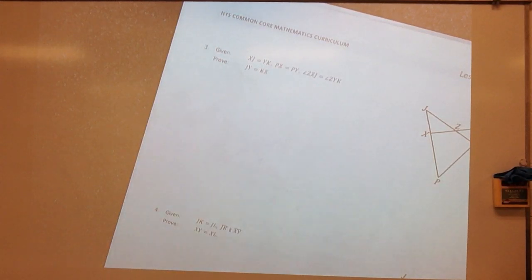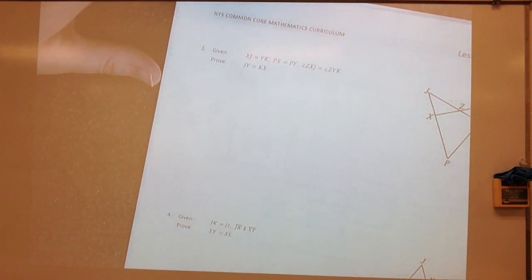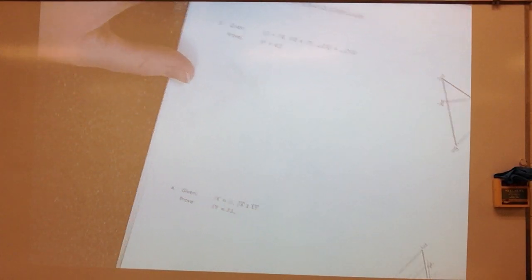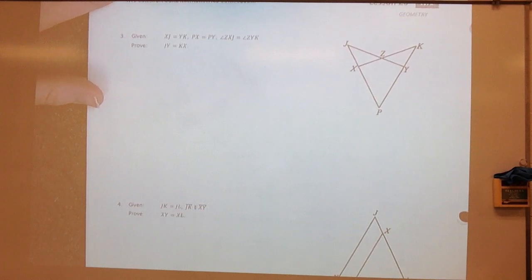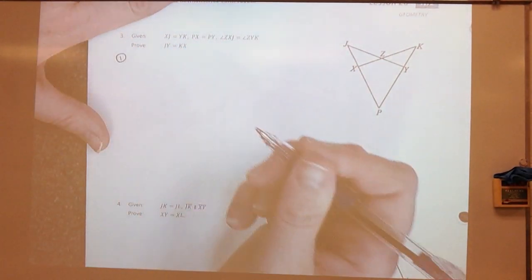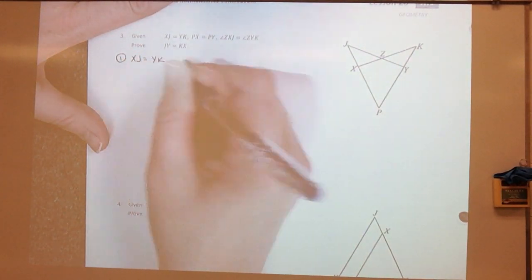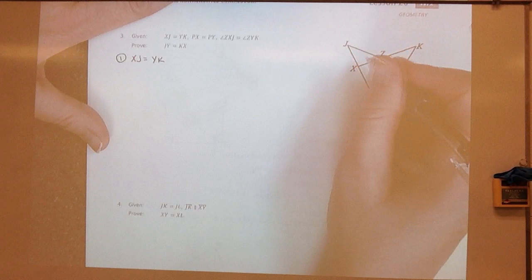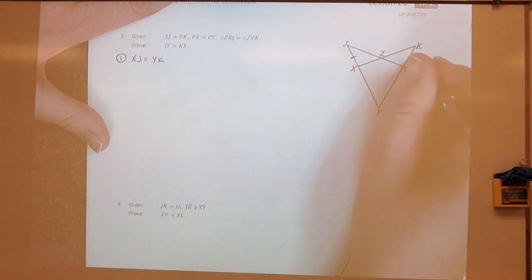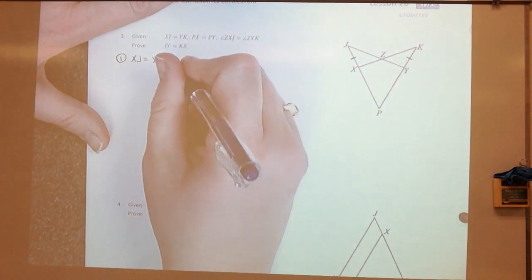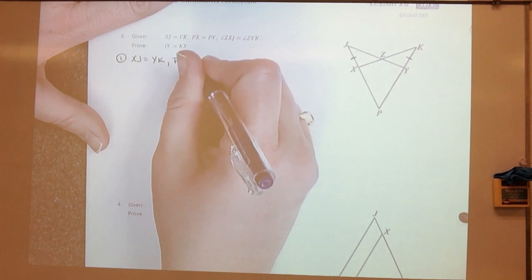Alright, so let's go ahead, and this one we're just going to kind of lump all of our givens together because there's not a whole lot that I can take out of the given. It's just simply statements. So xj is equal to yk. So I'm going to go ahead and mark that. xj is equal to yk. Px is equal to py.